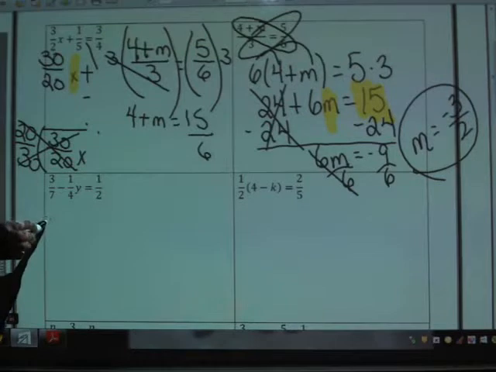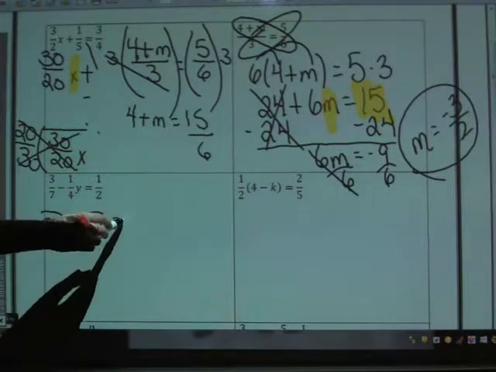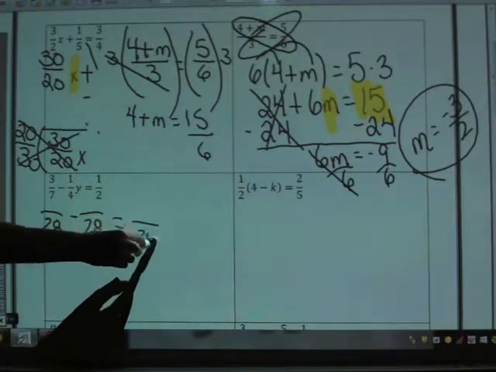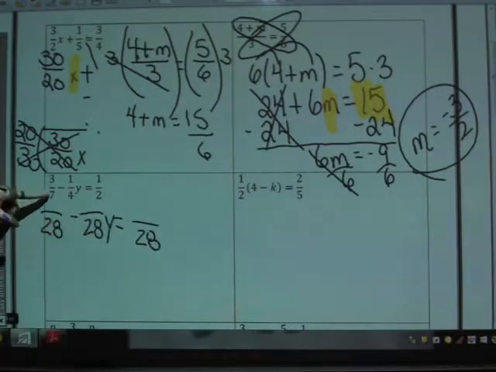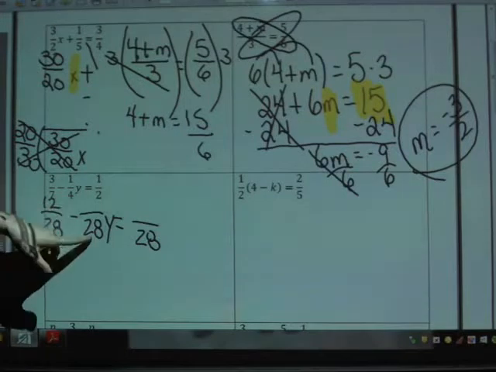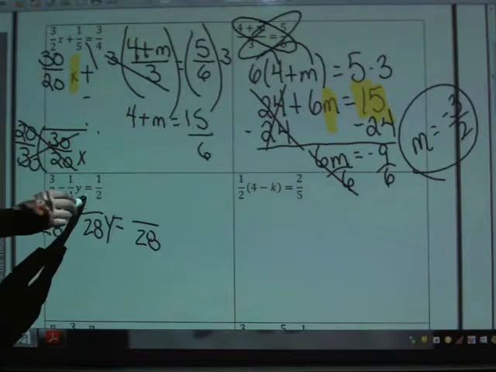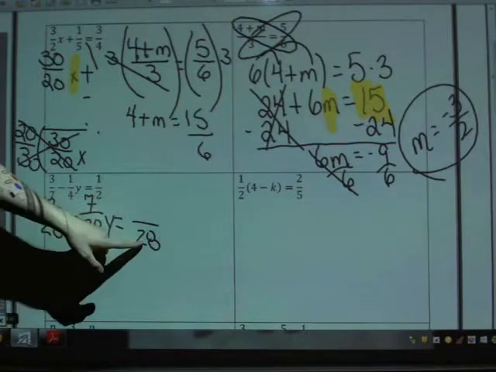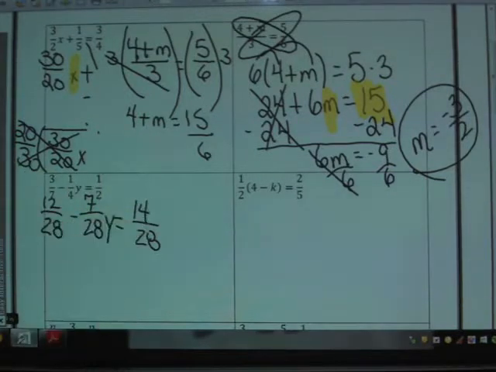So I'm going to make all the denominators into 28. And remember, then we're going to say whatever multiplier I would have used to make the bottom into 28, I'm then going to apply to the numerator as well. So to change 7 into 28, I'd be multiplying by 4. So I multiply the top by 4 as well, and that's 12. To change 4 into 28, we'd multiply by 7. Multiply the top by 7 as well. 1 times 7 is 7. To change 2 into 28, we'd be multiplying by 14. So I multiply the top by 14 as well, and that's 14/28.